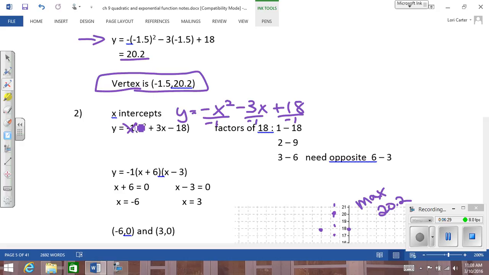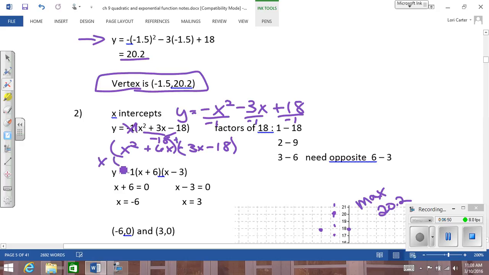All right, if you funnel it, you go negative 18. What factors of negative 18 give you 3? 6 and negative 3. So then you do x squared plus 6x minus 3x minus 18. Then what? What comes out? X. What comes out? 3, negative 3x. Negative 3, not an x. Then that gives us x plus 6 and x minus 3.